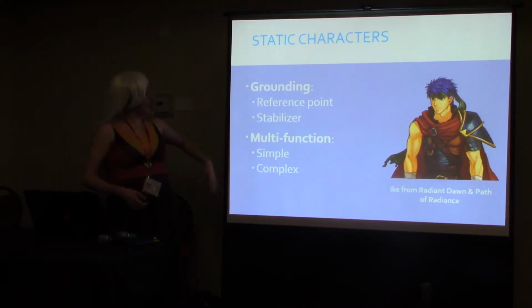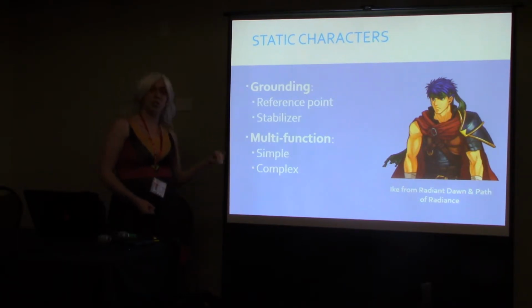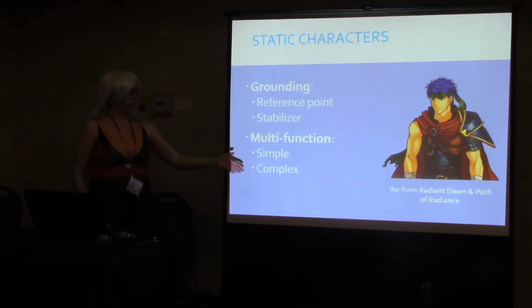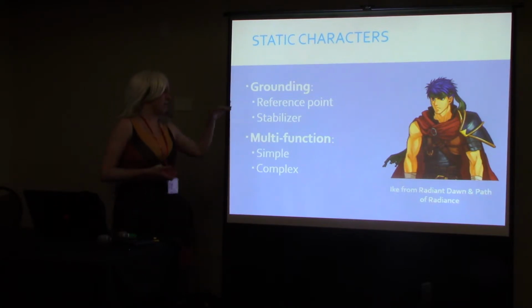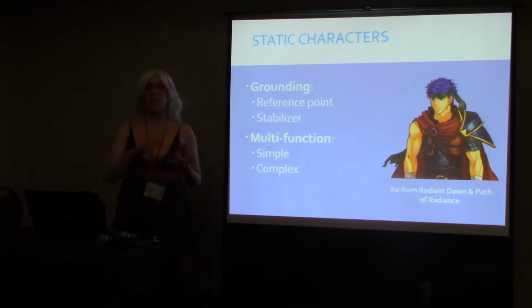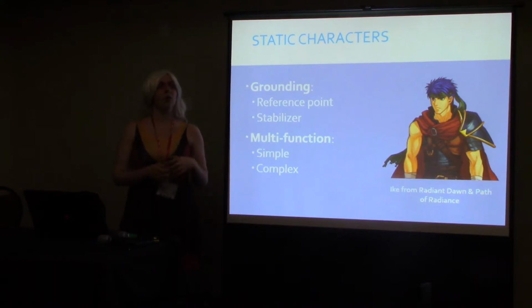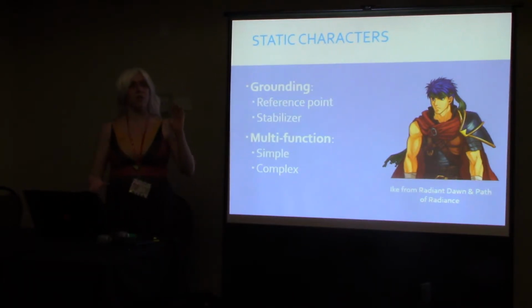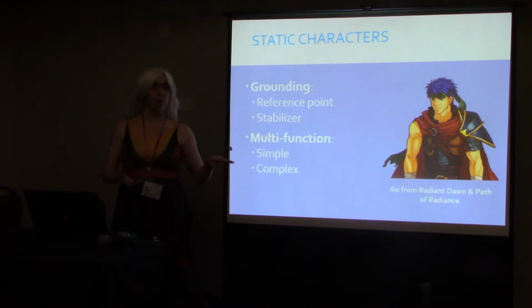So on the subject of static characters, their main features are grounding, and they have that multifunction as well. The thing with a static character is they are another example of a reference point, but they also are stabilizing. So when you have plots that are changing, your dynamic characters are changing, and everything is all up in the air, you have a static, grounded character who's going to give that level approach to your audience. When everything else is in flux, this character's reliable, this character's the same. They're the calm in the eye of the storm.